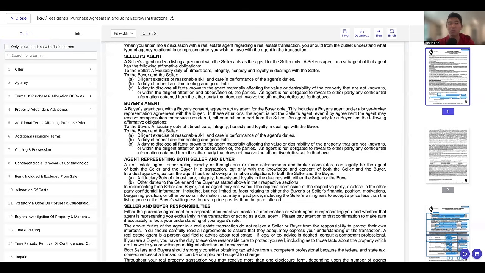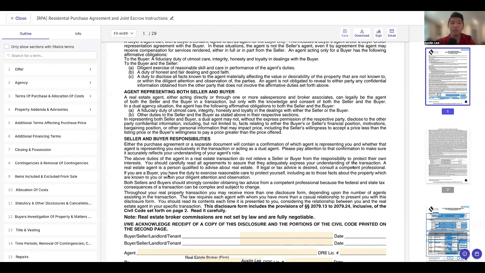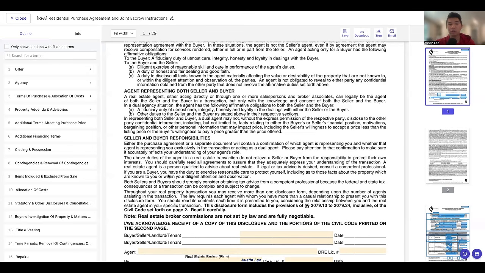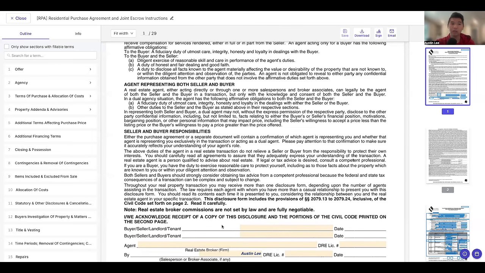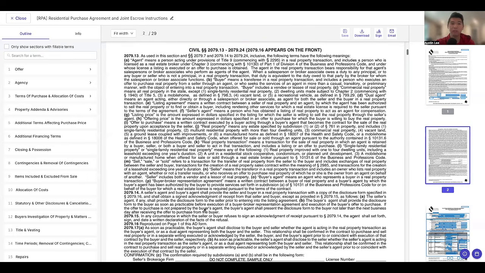So let's say you go to an open house and you meet the listing agent at the open house and you want this agent to represent you. They are also required by law to say, hey, I'm also representing the seller in this case. So just making sure you as a buyer know that these are the different roles of what an agent can do. So yeah, you just sign over here. Okay, you can see it's 2 pages.